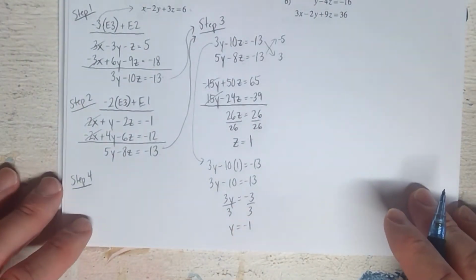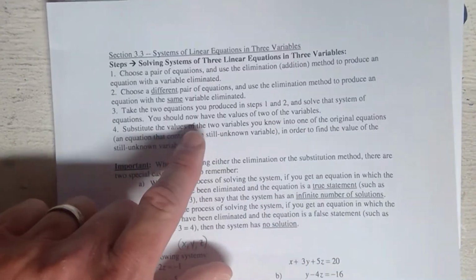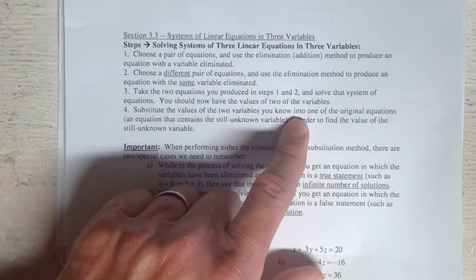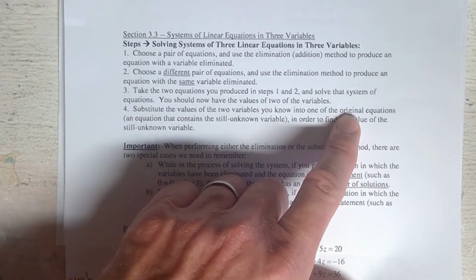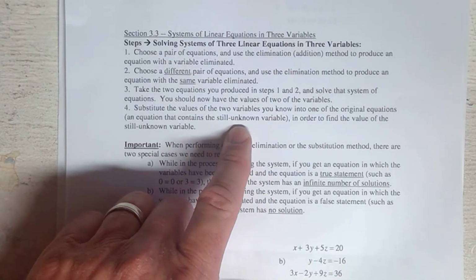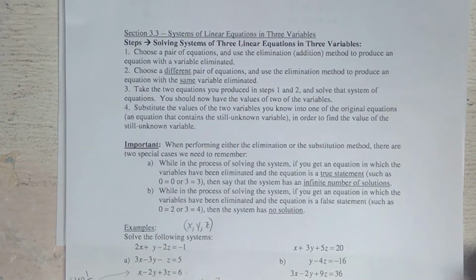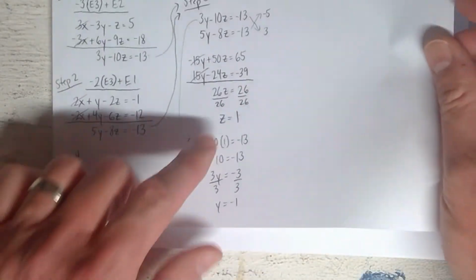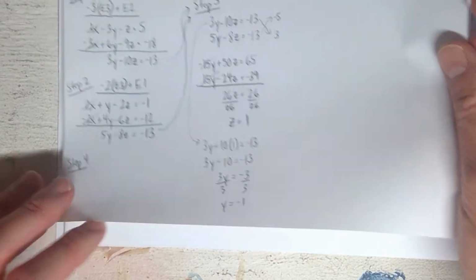Step 4 says this. In fact, let me read it to you. It says, substitute the values of the 2 variables you know, in other words, y and z, into one of the original equations. But it has to be one of the ones that has the still unknown variable. What's the one variable that's still unknown? In other words, what's the one variable I haven't solved yet? Well, I've done y and z, so I still need to figure out x, right?